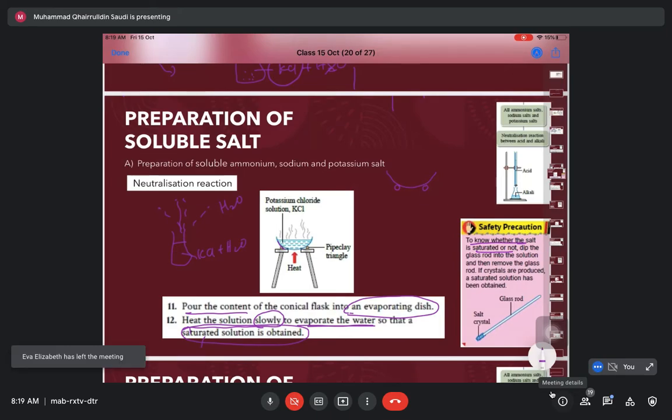You dip a glass rod into the solution and then remove the glass rod. You dip a little, okay, dip, then lift your glass rod. If crystals are produced, it means the saturated solution has been obtained. When you lift it, there are crystals at the tip, meaning it is saturated. But if when you lift it, it is still dripping water, it means it is not saturated yet. Clear?